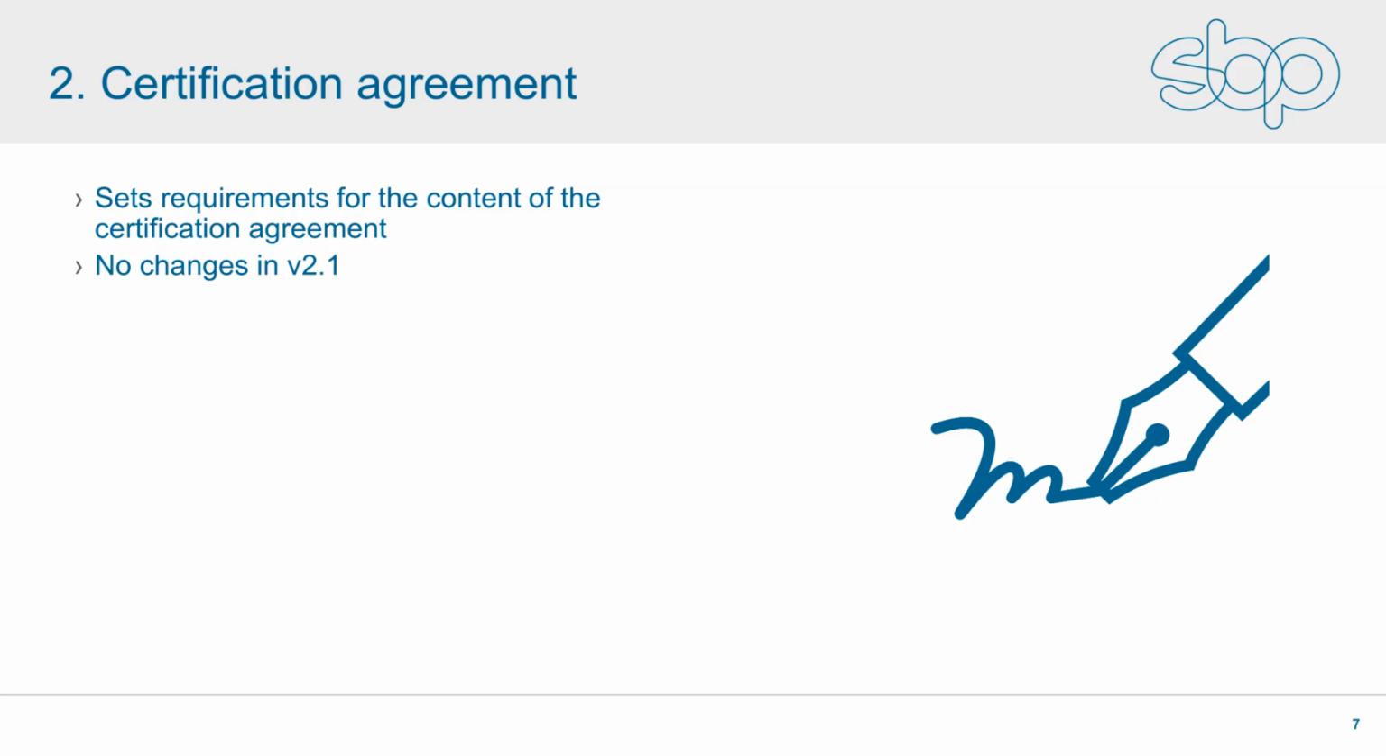Section 2 covers the certification agreement, specifically what must be included in the contract between the certification body and its clients. The good news here is straightforward. There are no changes in version 2.1. The requirements remain the same as in version 2.0.